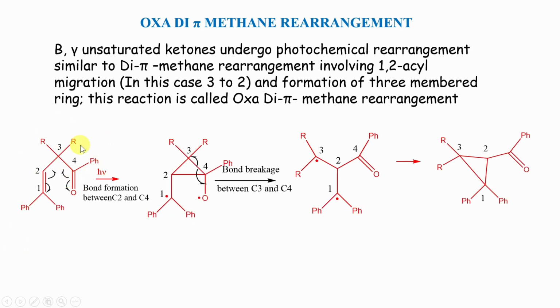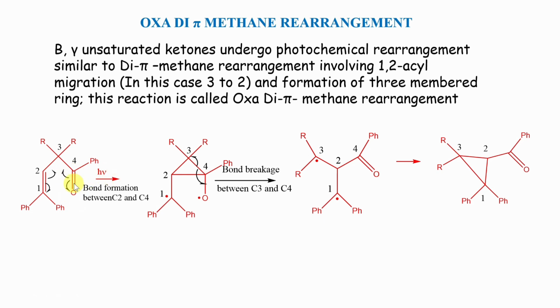See this molecule, it is a beta-gamma unsaturated ketone. Taking the alpha position of this acyl group, it is alpha, beta, gamma, and so this molecule is a beta-gamma unsaturated ketone. On photolysis, or photochemical reaction, first of all, a 1,4 biradical is formed.